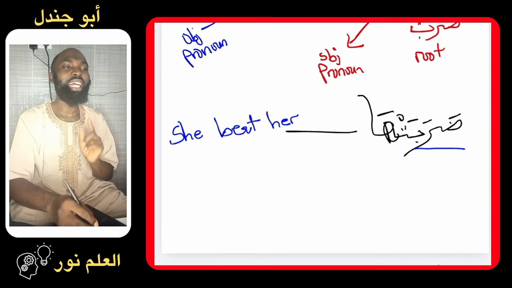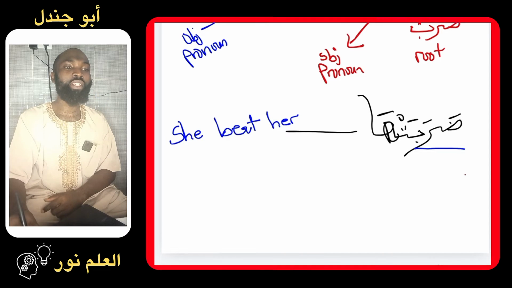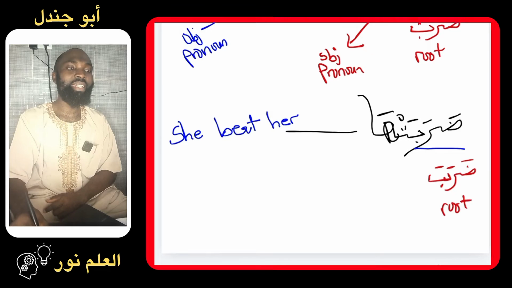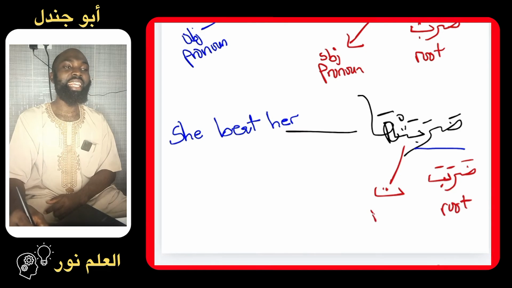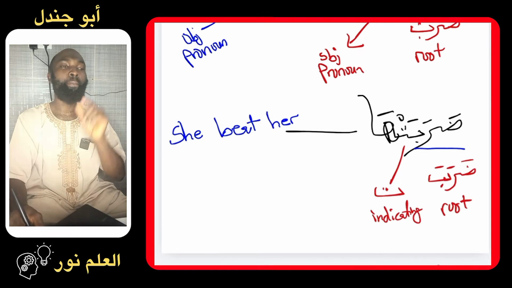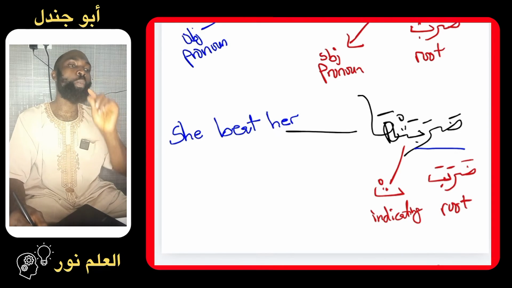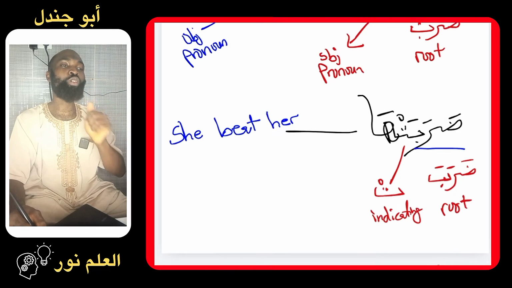So this word also has three parts. The first part is the word doroba, which is the root. Then we have the ta with sukun. This ta is the indicator, like the pronoun, indicating that the action was done by a female. So this ta with sukun signifies femininity, that it is a female who performed the action. So if I say dorobat, it means she beat.